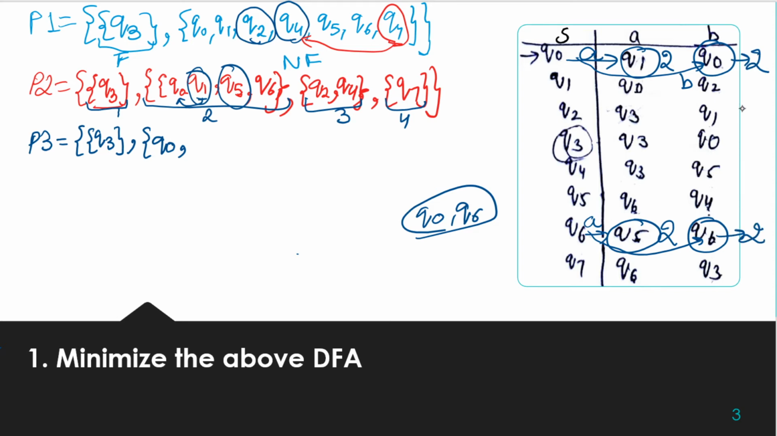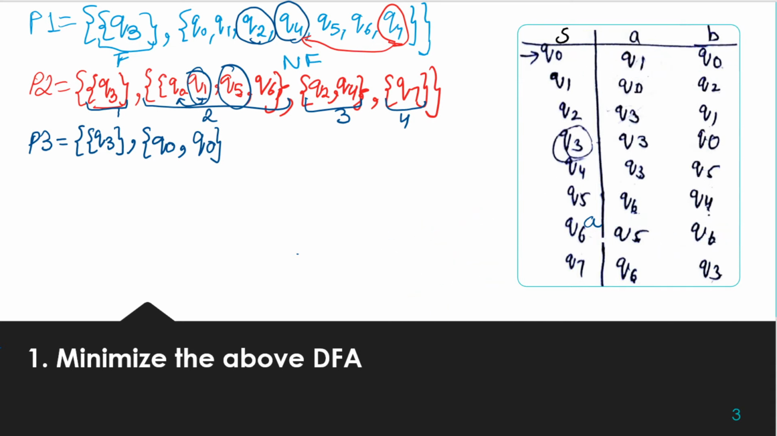So we can conclude that Q0 and Q6 are compatible for both input symbols, or both states have the same transition for both input symbols. By same transition we mean the transitions from both states are heading towards the same group. So we can keep Q0 and Q6 in the same group, as these states are similar for both input symbols A and B. By similar we mean they have transitions to the same group for both input symbol A as well as input symbol B.